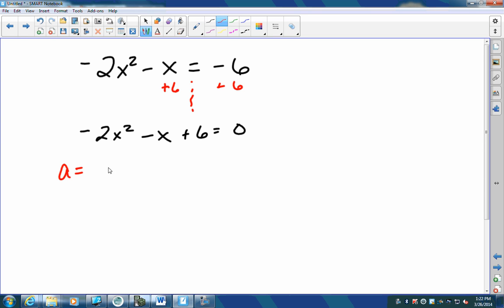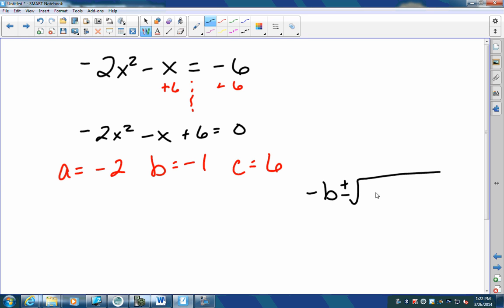What does A equal? -2. What does B equal? -1. What does C equal? 6. All right. You guys have the formula. You can try and put it in there right now. Okay. Take a minute right now, and I want you to try and put the numbers in there for the letters right now.